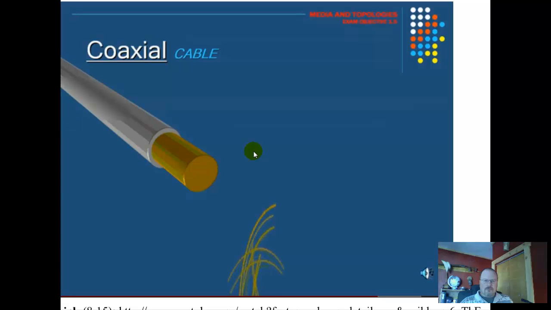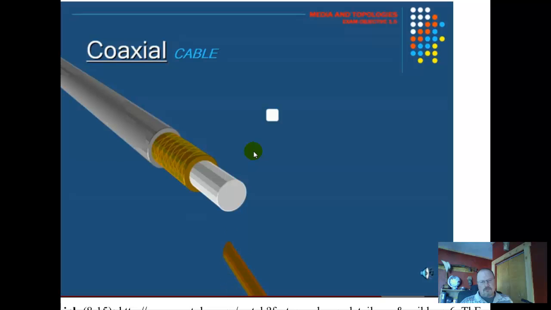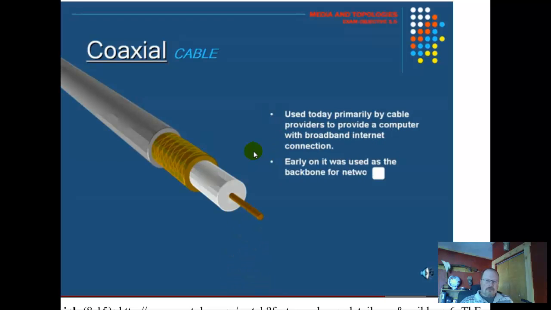This is the coaxial cable. This is used today primarily by cable providers to provide computers with broadband internet connection. Early on, it was used as the backbone for networks, such as a bus network.